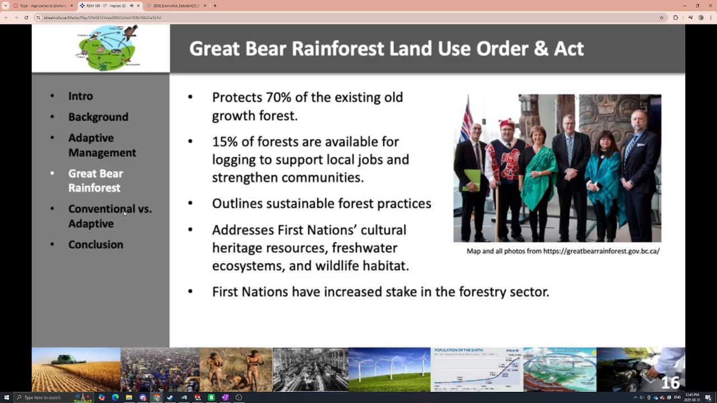That's what sustainable means. The agreement also ensures that First Nations culture and social needs are protected and that the First Nations have a more powerful voice in what goes on in the forestry sector in this area. The photo on the right shows the representatives of the different stakeholders and government agencies when the agreement was enacted.